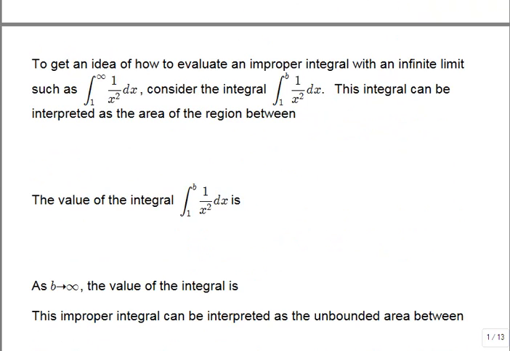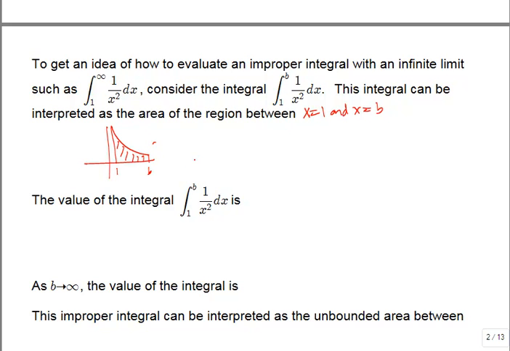So to get an idea of how to evaluate an improper integral with an infinite limit, such as the integral from 1 to infinity of 1 over x squared dx, consider the integral from 1 to b of 1 over x squared dx. This integral can be interpreted as the area of the region between x equals 1 and x equals b. So if you draw that, that's just going to be this area from 1 up to b. And that's a finite area.